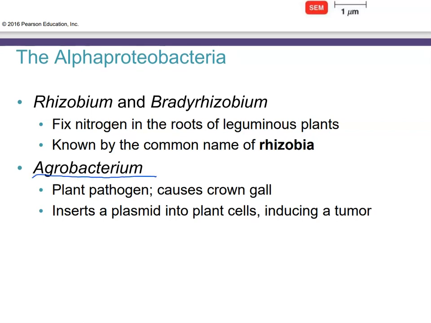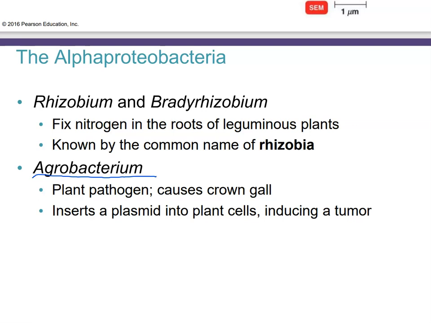Agrobacterium, that one is actually pretty important. It can transform plant cells, and so sometimes it's used in biotechnology to introduce new genes to plants and transform plants. So it's a plant pathogen. It causes a crown gall. Basically, they call it Agrobacterium tumefaciens because it causes a tumor to grow.